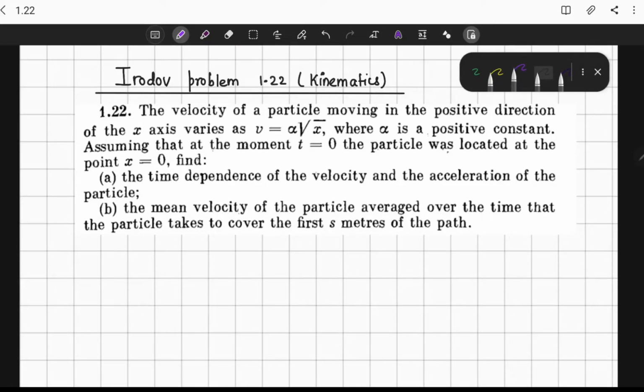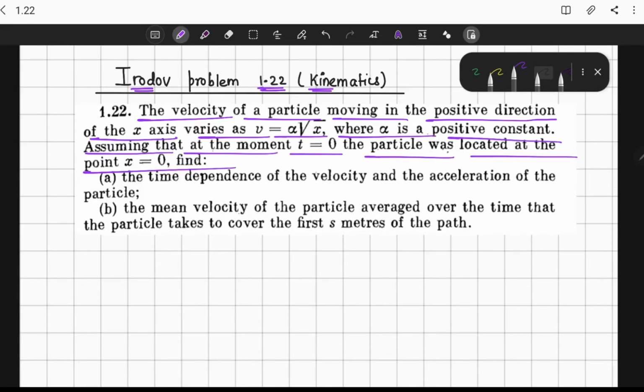Hello everyone. In this video, we are going to solve problem number 1.22 from Irodov, and that is related to kinematics. So let us first read out the problem and then we will solve the problem step by step. The velocity of a particle moving in the positive direction of the x-axis varies as the function v is equal to alpha root x, where alpha is a positive constant, and assuming that at the moment t is equal to 0, the particle was located at the point x is equal to 0.